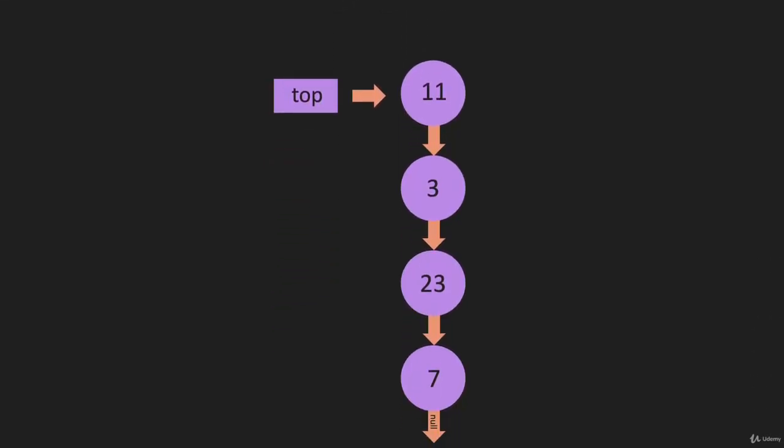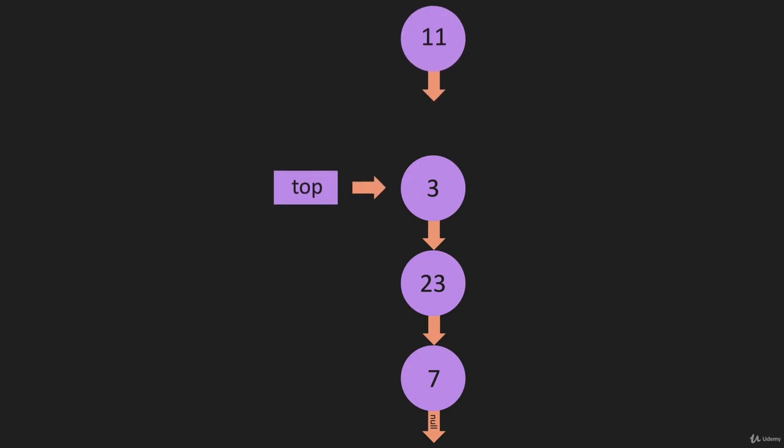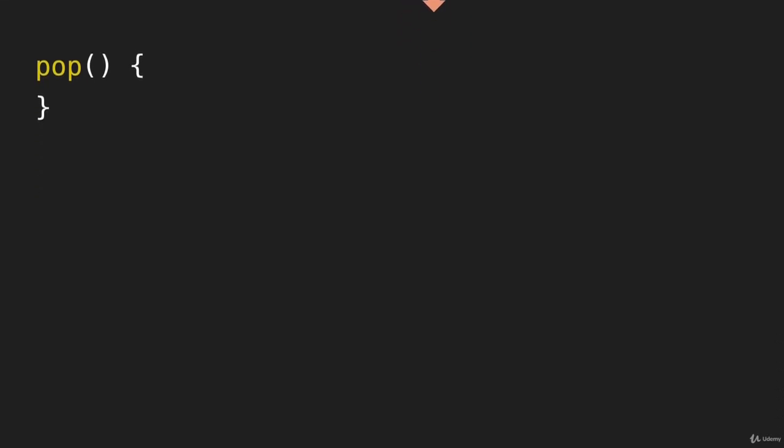Okay, so now we're going to build our pop method for our stack. So it's going to look something like this. We're going to pop that 11 node off of the top and then move top down to the next item in the stack, which is 3, and then 3 will become the top of the stack. Okay, so let's start coding this.